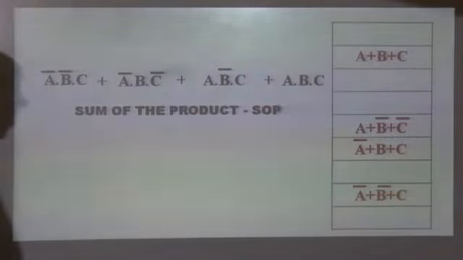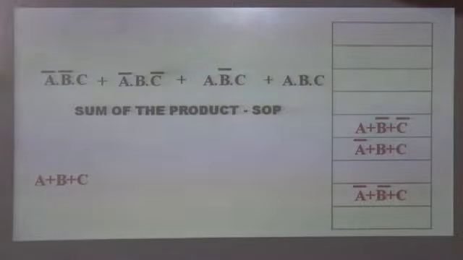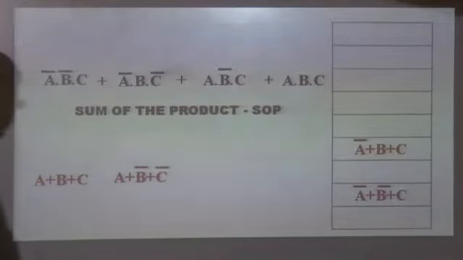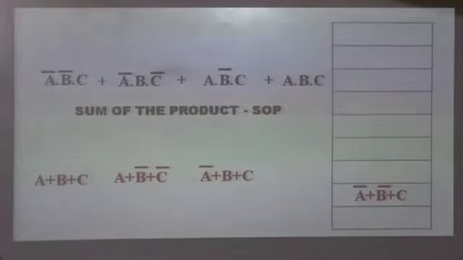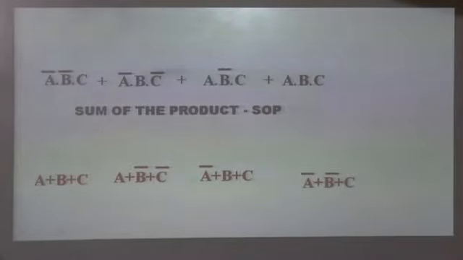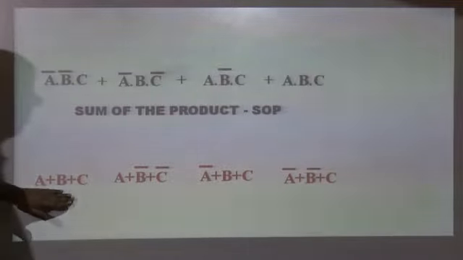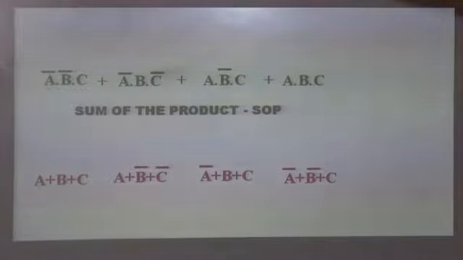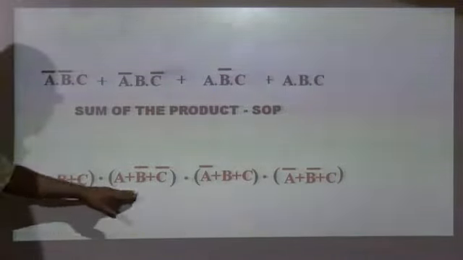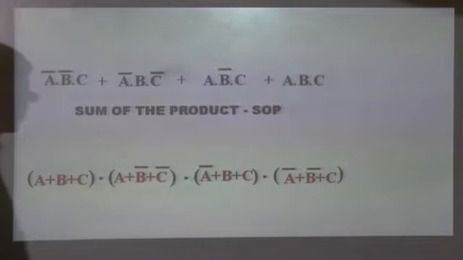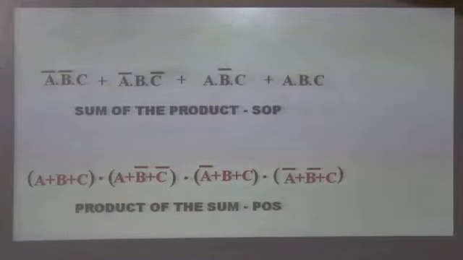Okay. Similarly, let's take out the max terms one by one. We've got A plus B plus C taken out, A plus B complement plus C complement, A complement plus B plus C, and finally we have got A complement plus B complement plus C. These are the sums of the input variables. Okay. So now if we find the product of them, inner ones are the sum, outer ones we have got the product. So this becomes your product of the sum, the POS.